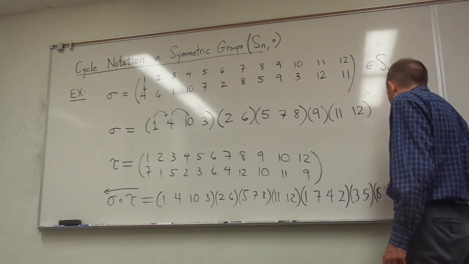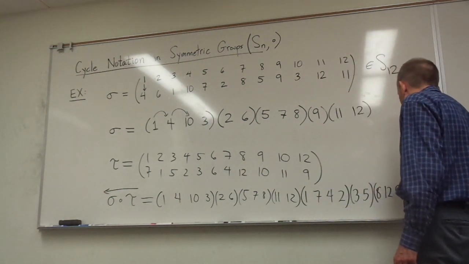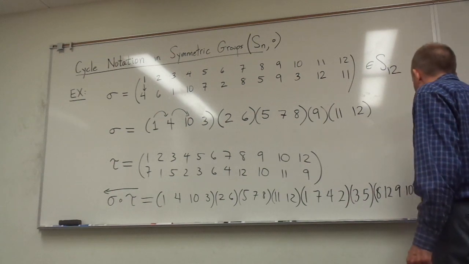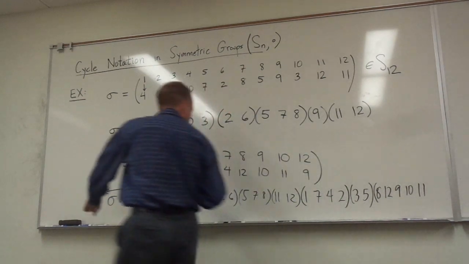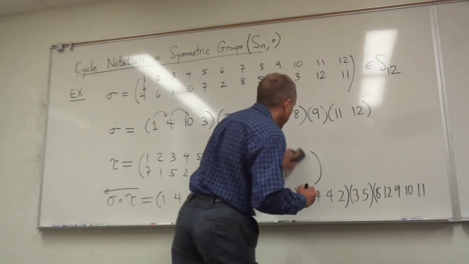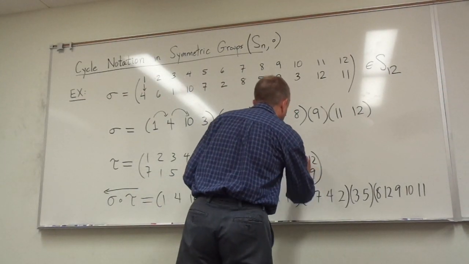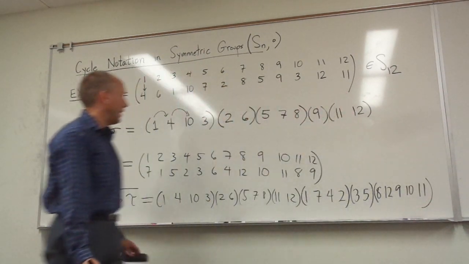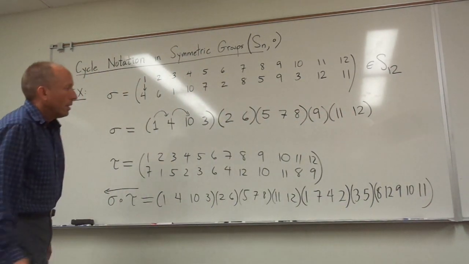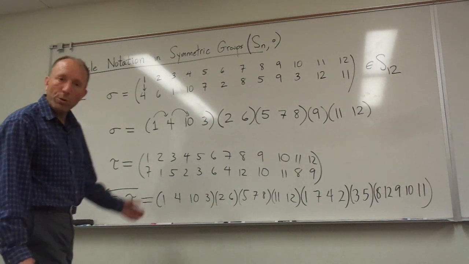8 goes to 12, which goes to 9, which goes to 10, which goes to 11. Whoops, I forgot to write down 11. Let's make another number in here. What am I missing here? 11 goes to 8. Okay, so let's make 11 go to 8. There we go. Okay, so suppose we have something like that.